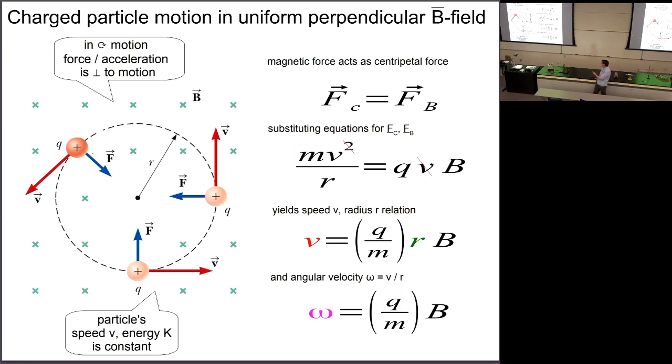It gives us v over r on the left-hand side, which is actually what we call angular velocity, if you remember back to 211. That's the radians per second of circular motion. It tells us, and this is the equation I like most of these, that the angular velocity is given by this simple expression here. The angular velocity of a particle executing circular motion in a magnetic field just depends on the product of the strength of the magnetic field and its charge to mass ratio.